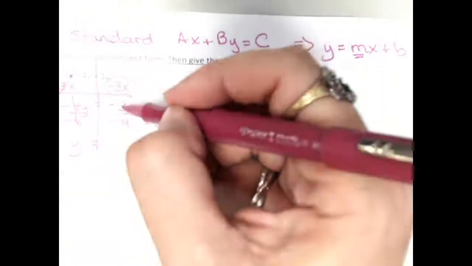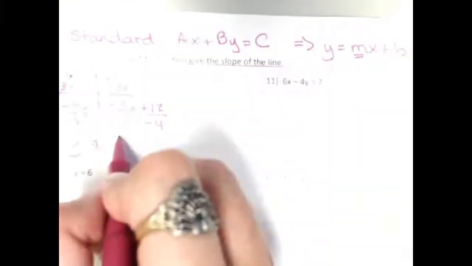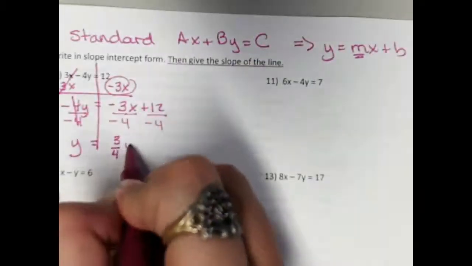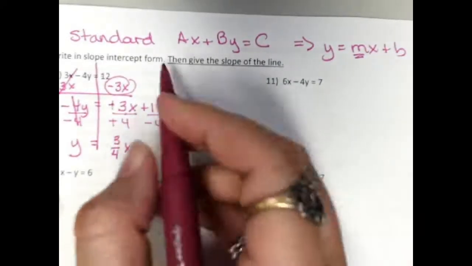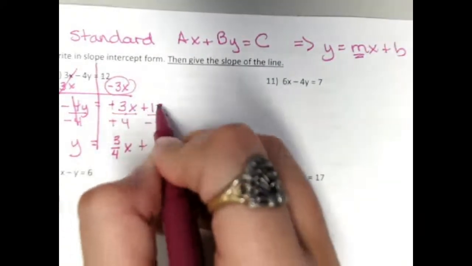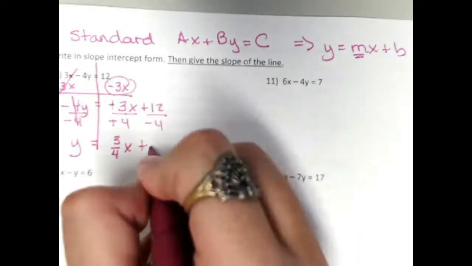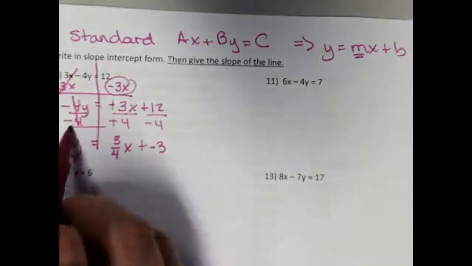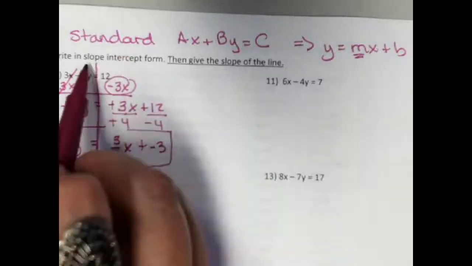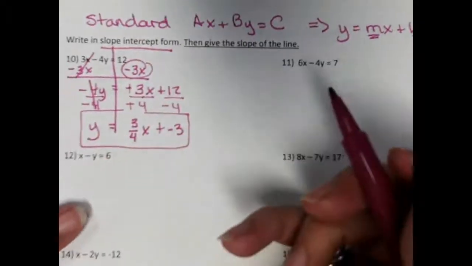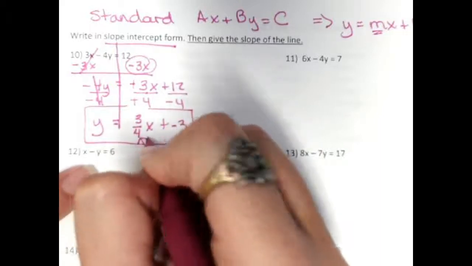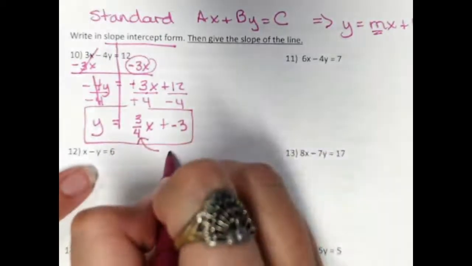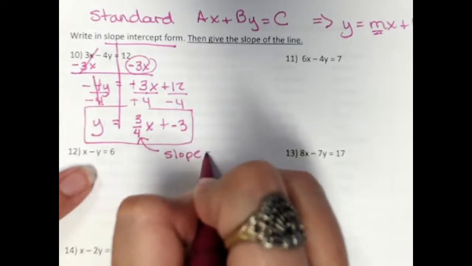This one is 3/4 x, and a negative over a negative makes a positive. And here I have 12 divided by 4, that makes negative 3. So here's my line in slope-intercept form, and now I can find the slope just like I did on the back side. The slope is the number in front of the x, so the slope equals 3/4.